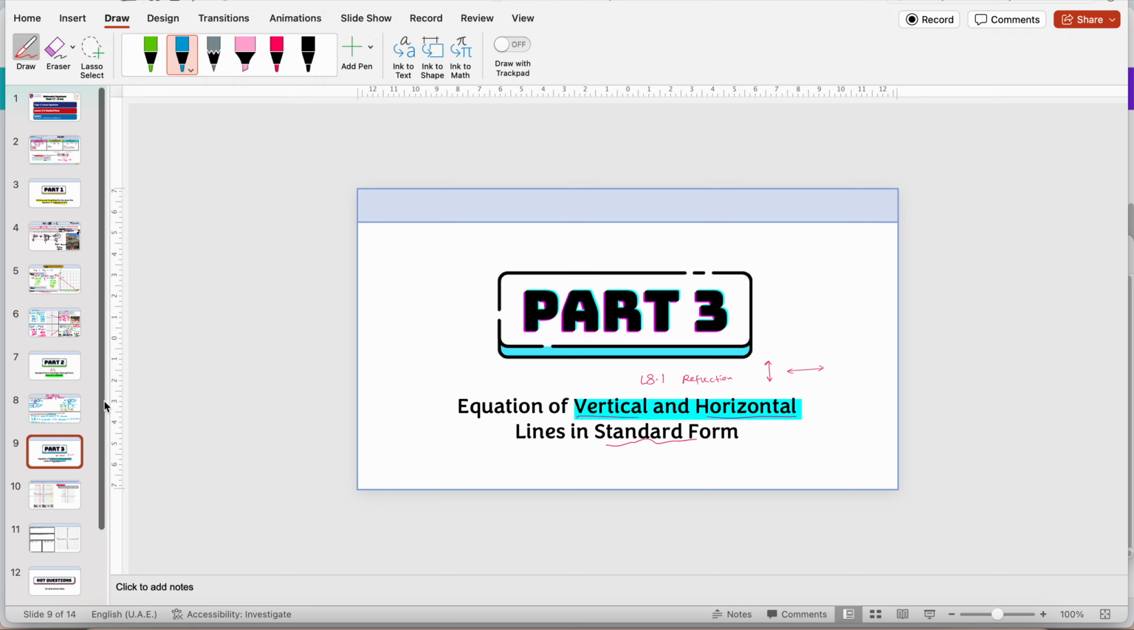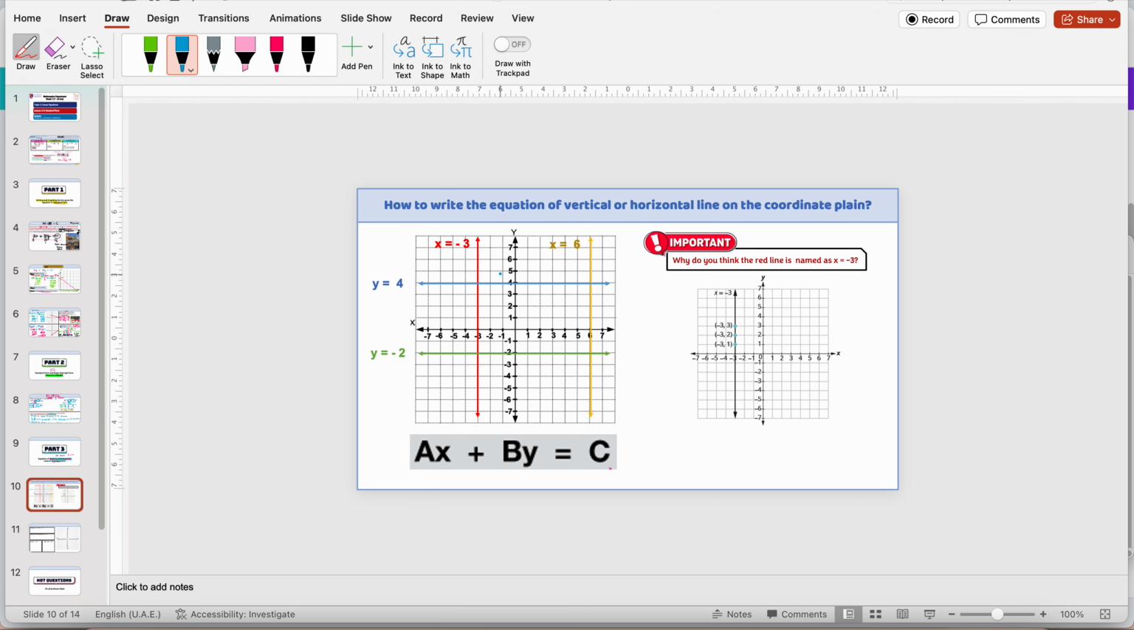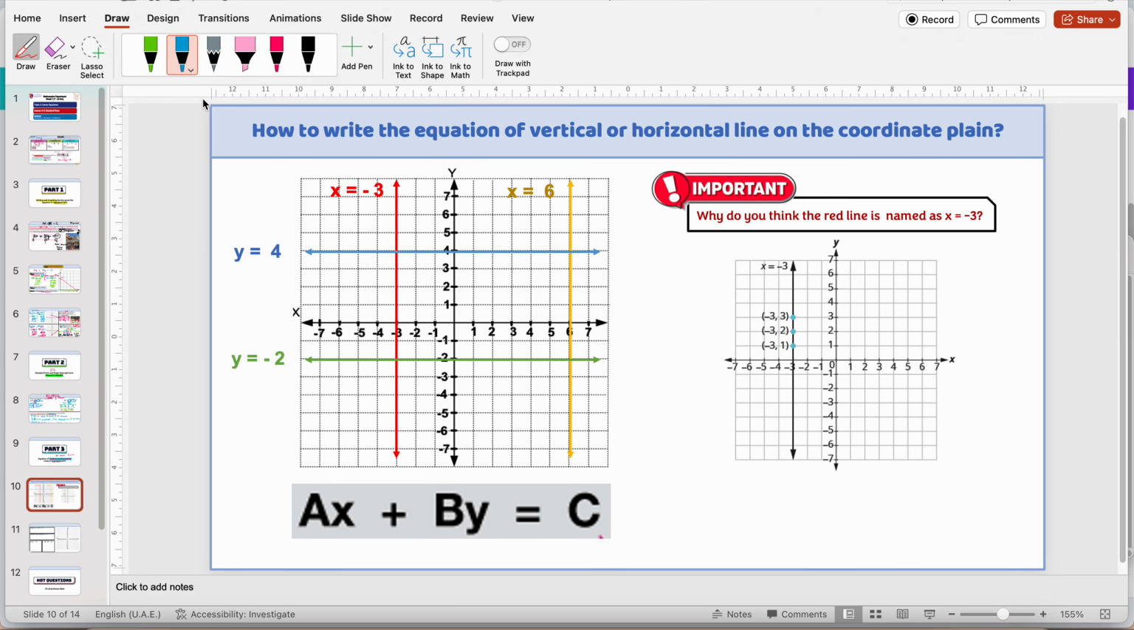Last part. Equation of vertical and horizontal lines. Remember when we took in reflection that these lines have an equation, but the equation is kind of interesting. For example, the blue line is a straight horizontal line passing through 4 on the y-axis. So we said that the equation of this line is y equals 4. And the reason behind this is that the slope of a horizontal line is always 0. M is 0.